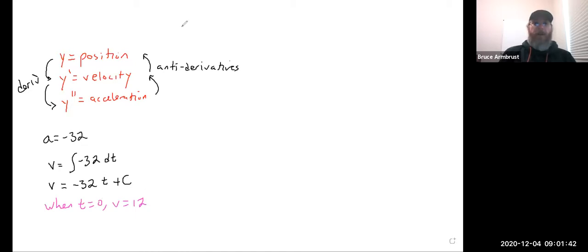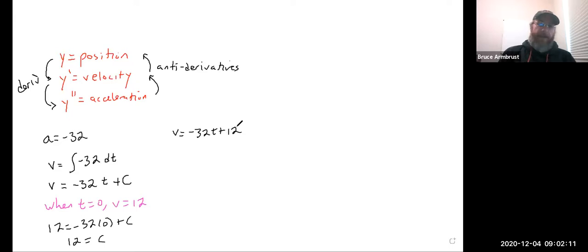Well, that's going to make it so that we can actually figure out what that c is, right? So we're going to get 12 is equal to minus 32 times 0 plus c. So c is equal to 12. All right, so then our velocity is given by this. It's minus 32t plus 12.